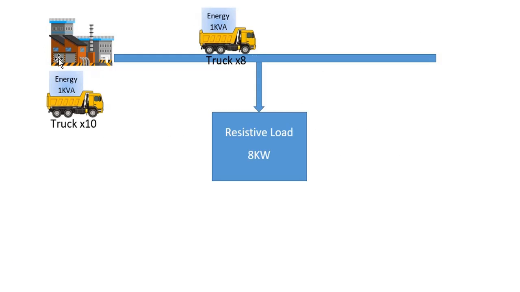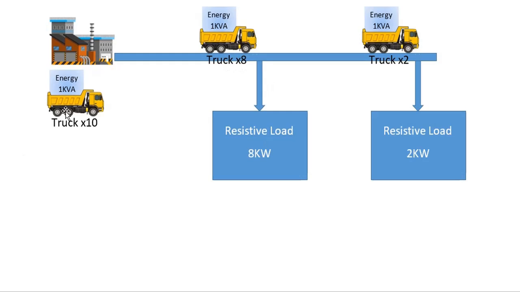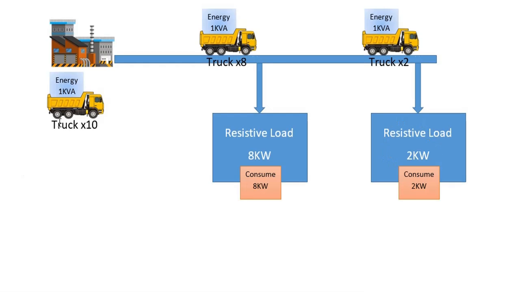I have a factory with a capacity of 10 kVA, there are 10 trucks, each 1 kVA. Resistive loads need 8 kilowatts, so I send 8 trucks there. I have 10 trucks, so I can send more for a resistor load of 2 kilowatts. As a result, I used 10 trucks, and sold 10 kilowatts for resistor loads.